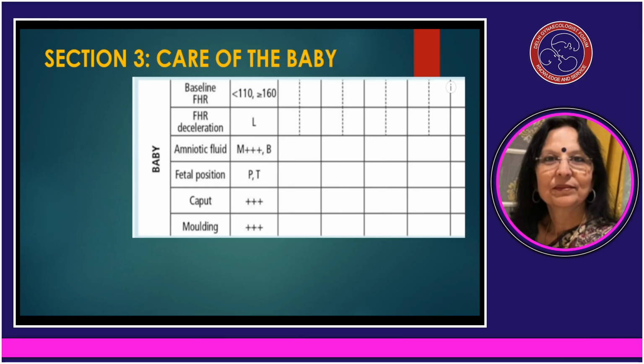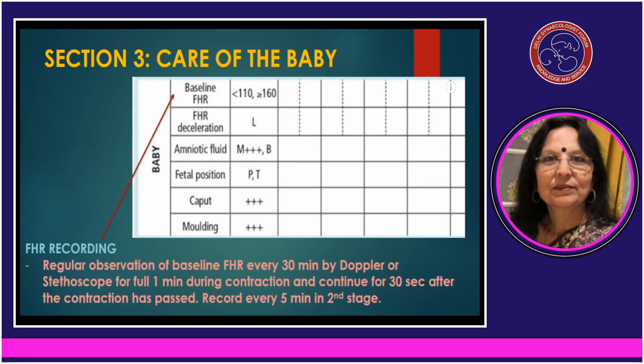So we will take this one by one. The baseline fetal heart rate, if less than 120 or more than or equal to 160, is significant. The fetal heart rate recording will be done for a full 1 minute, starting from the contraction and also continuing for 30 minutes beyond the contraction. And in this also, record every 5 minutes in the second stage.